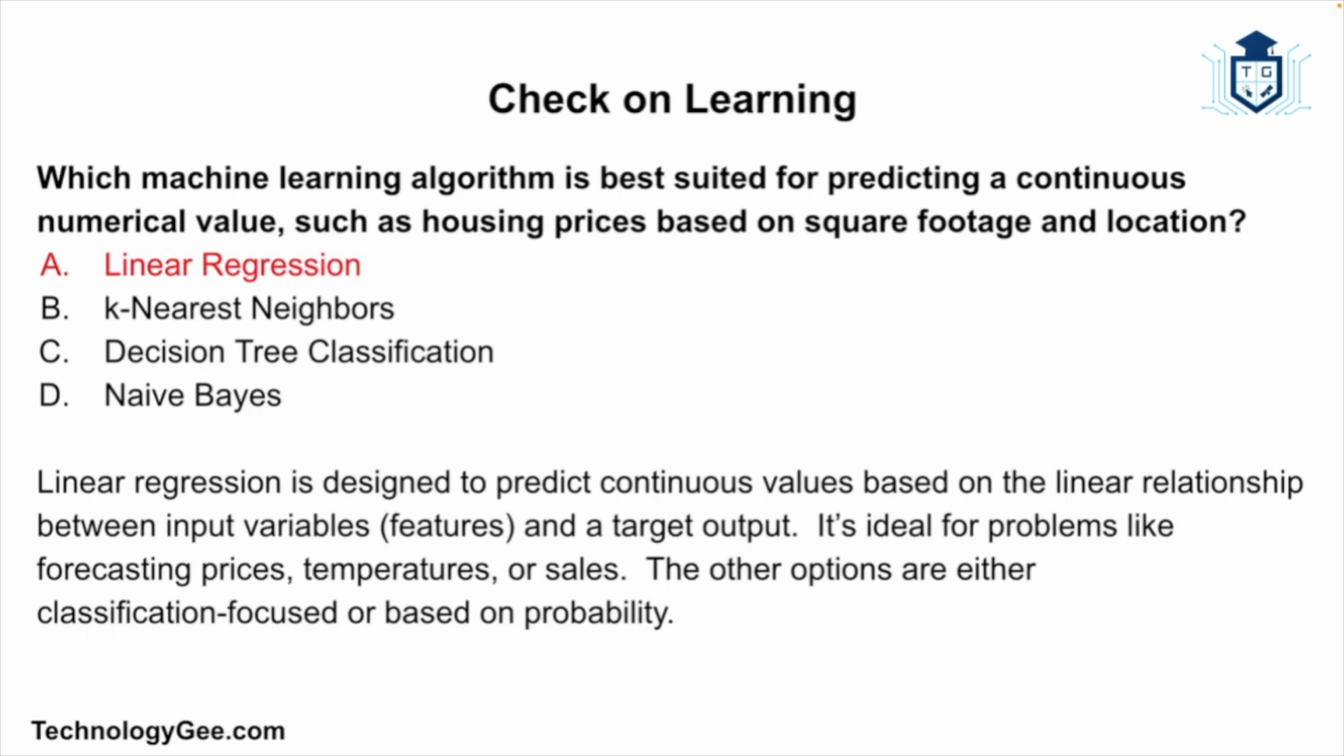So linear regression is designed to predict continuous values based on the linear relationship between input values of your features and a target output. It's ideal for problems like forecasting prices, temperatures, or sales. The other options are either classification focused or based on probability.